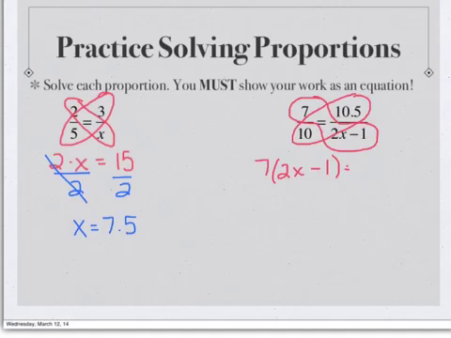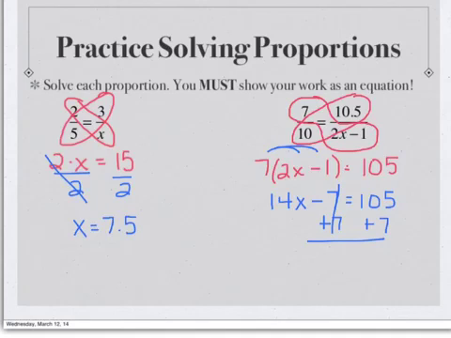Is that going to be 105? You check that for me. Yeah, 105. So again, I must see this setup here. Let's distribute the 7. So this is going to be 14x minus 7 equals 105. What now? Add the 7. So 14x equals 112.